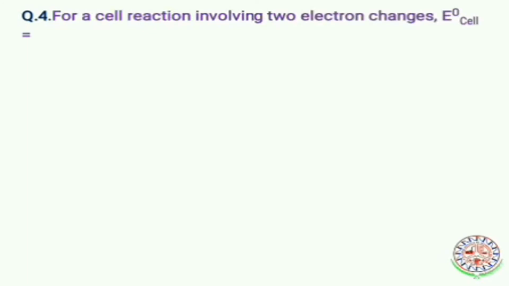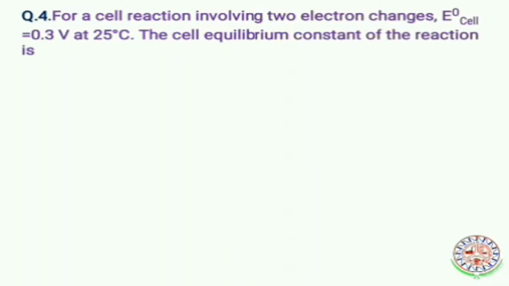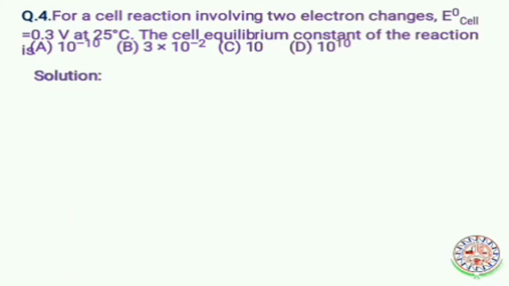Next question. For a cell reaction involving 2 electron changes, E naught of cell is equal to 0.3 volt at 25 degrees Celsius. The cell equilibrium constant of the reaction is option A 10 raised to minus 10, B 3 into 10 raised to minus 2, option C 10, option D 10 raised to 10. Read the question carefully. They have given n as 2, E naught of cell as 0.3 volt, and it is at 298 Kelvin, that is 25 degrees Celsius. Solution.